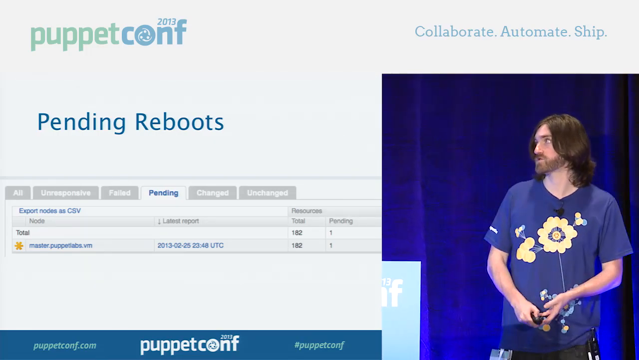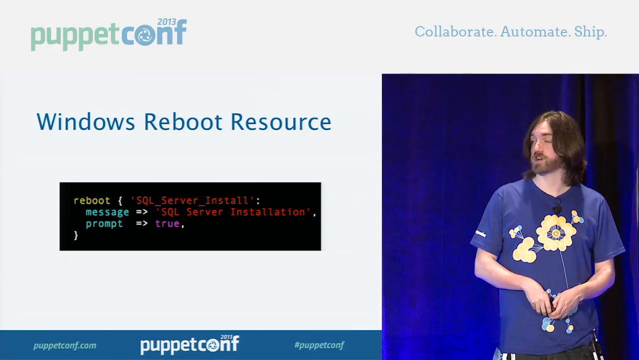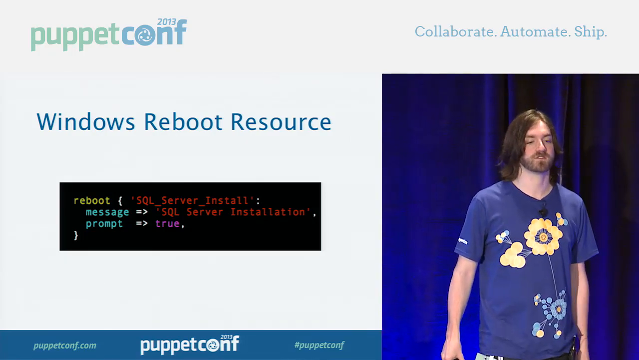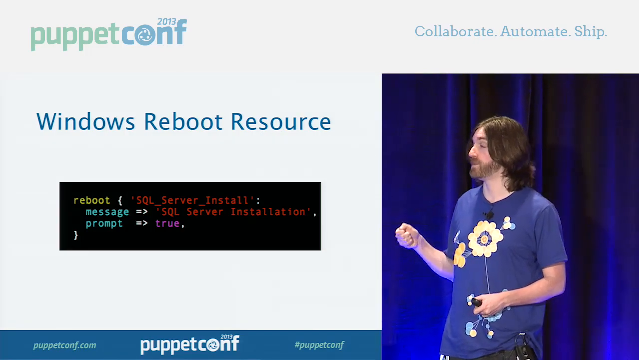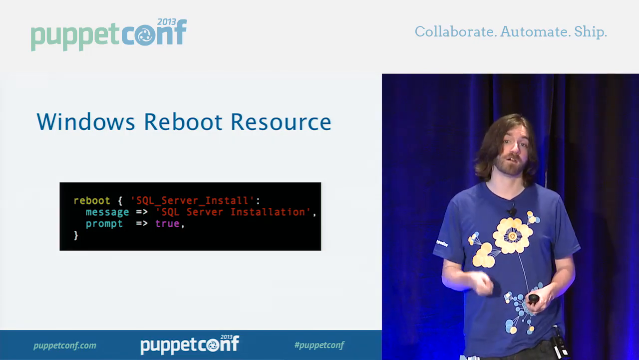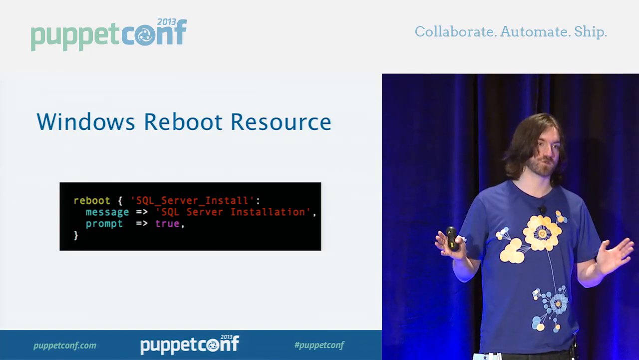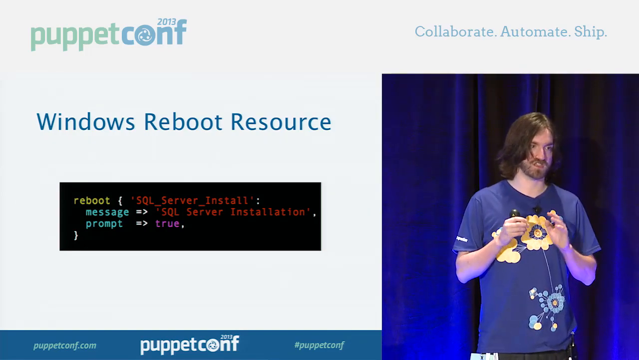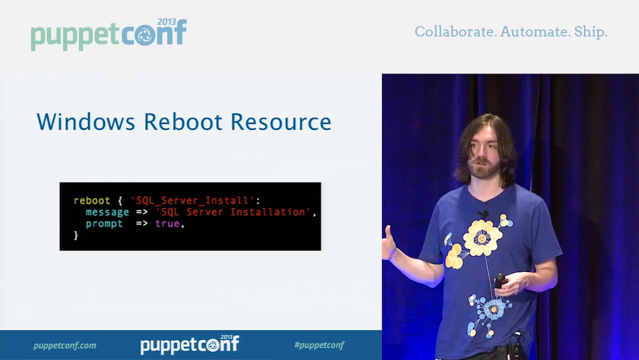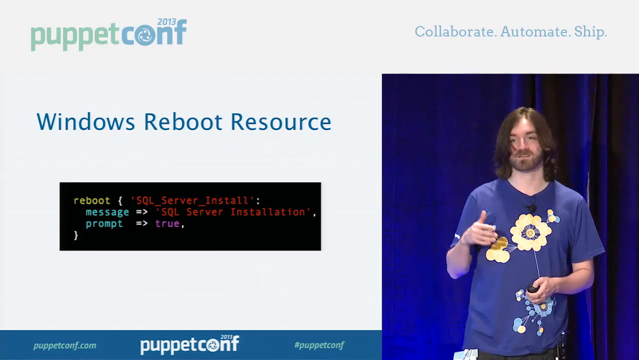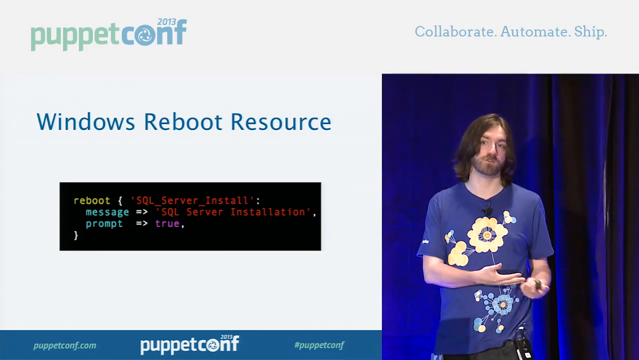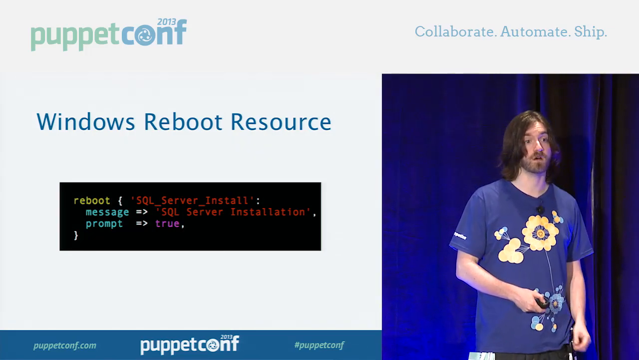Probably still not the best way, and so Josh Cooper, again, saving the day, has given us this Windows reboot resource. This will actually call the shutdown command, but before it does, it will abort applying the Puppet catalog. So any resources that have not yet been managed, Puppet will just give up on them. It'll exit the catalog run, it'll submit its report, and then the machine will reboot at a certain time. We can set this to be interactive so that people can stop the reboot if they're using the system at the time that it comes up too.